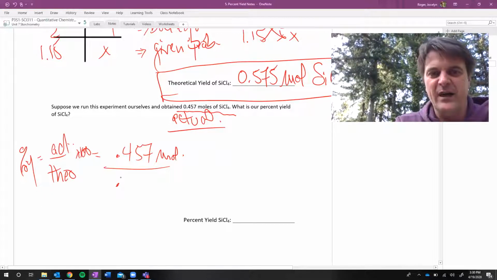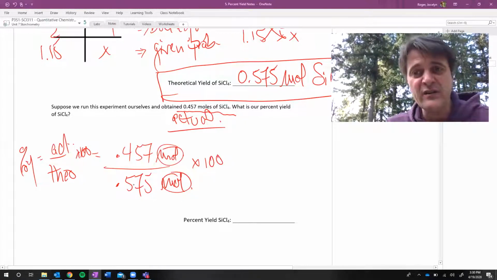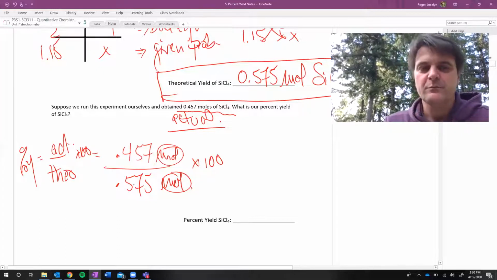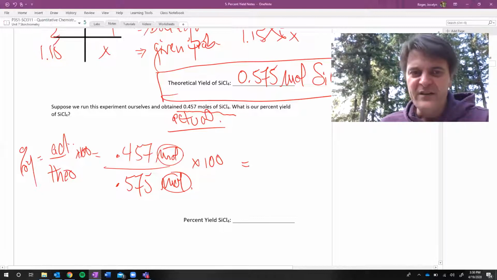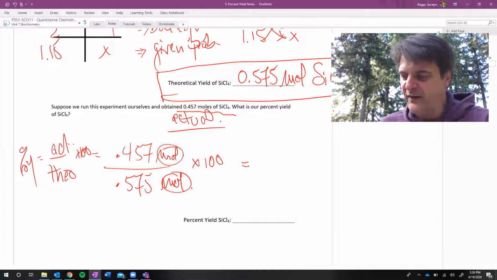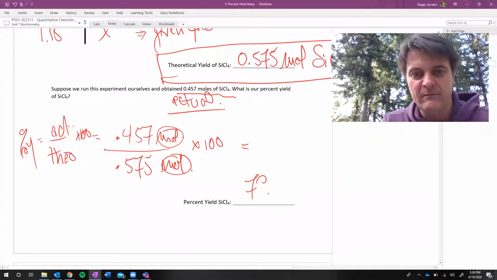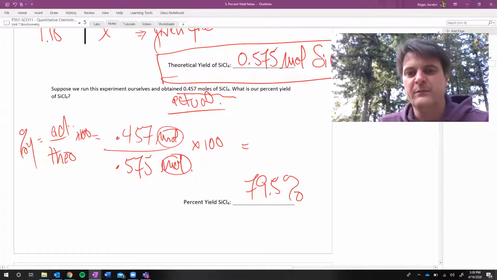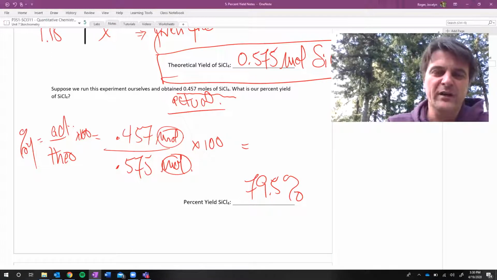So divide that by 0.575 moles times 100. And we're okay because we're in moles over moles. Again, we can do this in grams over grams. Both are perfectly fine. 0.457 divided by 0.575, and we have 79.5%. So we actually obtained 79% of what we could have.